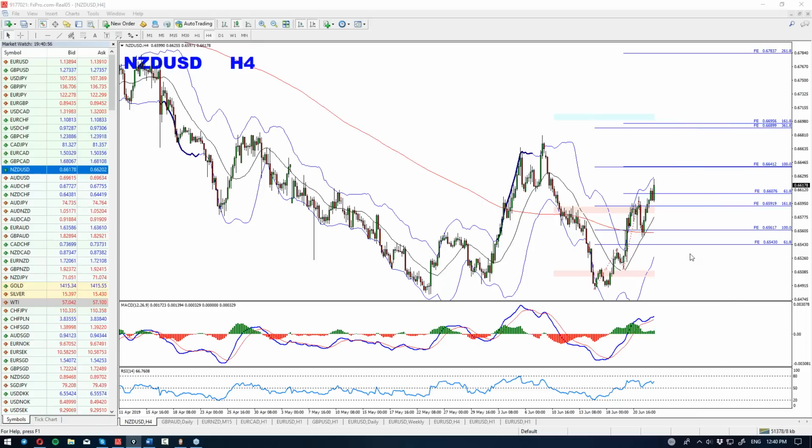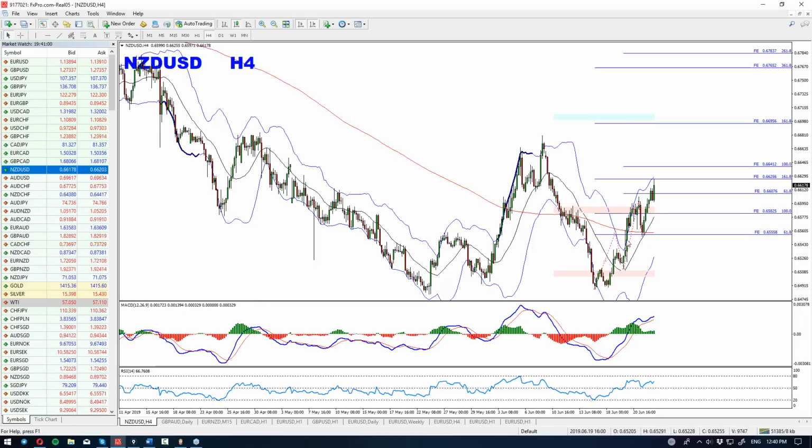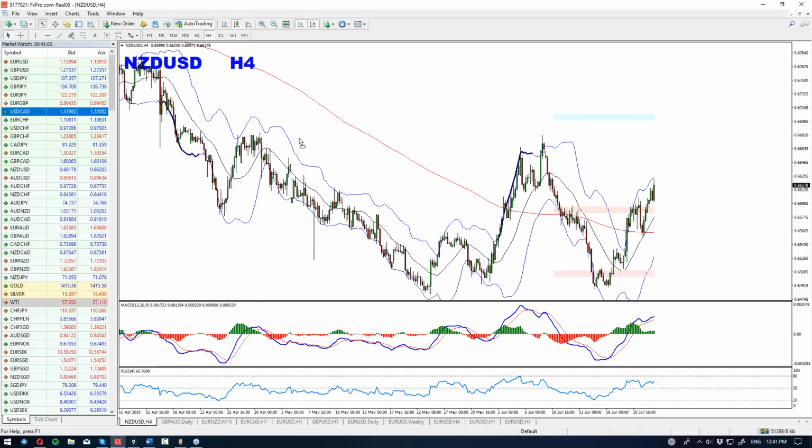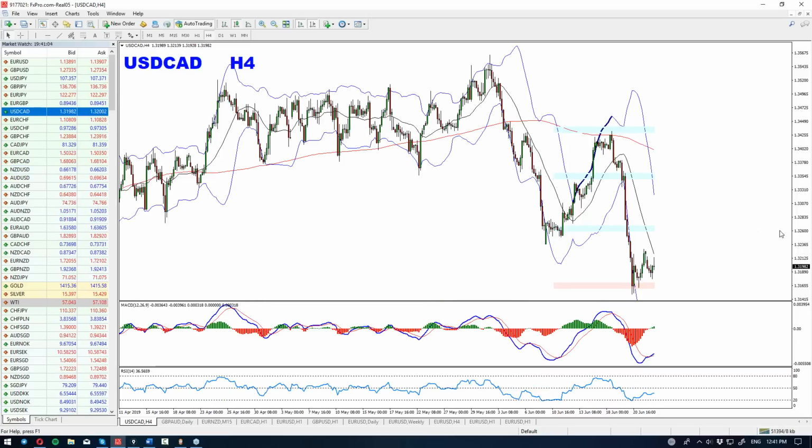Okay, now the dollar pairs. Let's go and check them out. What do we have on them? So dollar CAD, which was one of our best setups from the previous week with this bearish hidden divergence, came in a monster sell. What's next for this pair?